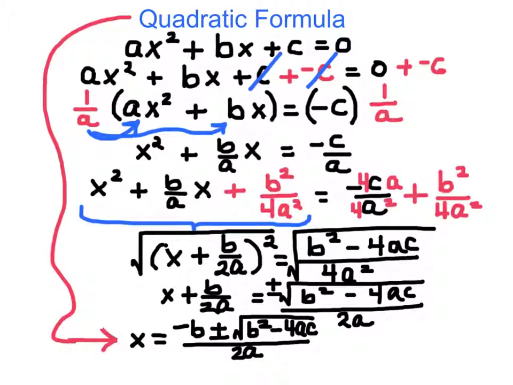It's a fairly long process to derive the quadratic formula when we want to solve for x and our quadratic is not factorable. So rather than derive the quadratic formula each time, instead we know what it is, here it is, and we're going to use it.